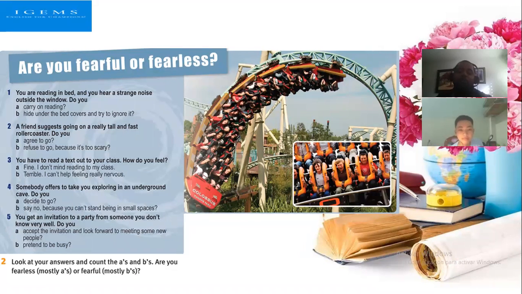So look here. Like I said before, based on the survey, most of your answers were A, and that shows that you are fearless. I think you are fearless because most of the answers are A, and you show that you do not feel afraid of doing many things except for the first one. Do you understand? Any doubts in regards?